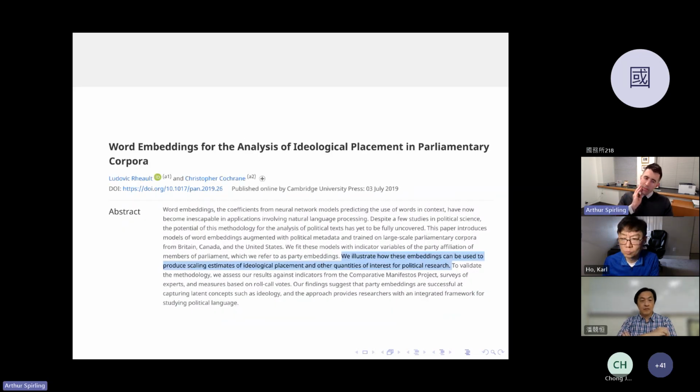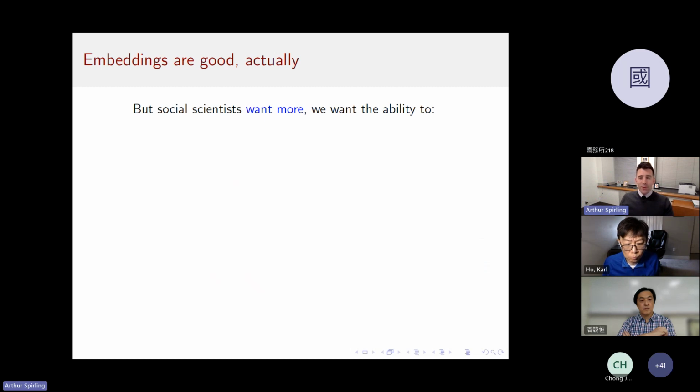And there are other, more applied papers, looking at, say, ideological placement. This is a very nice paper in PA also a few years ago, looking at how you can scale even very difficult parliamentary situations. Rowe and Cochrane looking at the UK and some other places. It's a very nice paper using embeddings for some sort of auxiliary estimation purpose. Okay, so embeddings are good, actually. Hopefully that was a bit of a crash course, but you have some sense of what an embedding is. Basically, it exists for every word, and we can get them somehow.